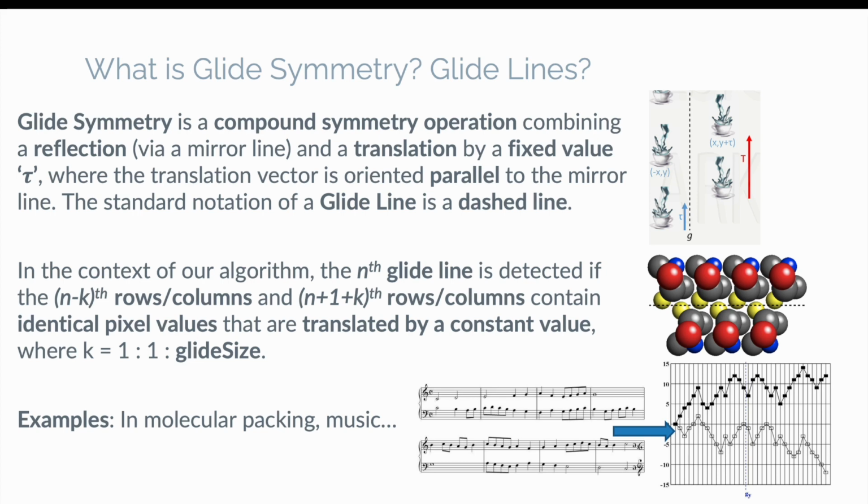In the context of our algorithm, the nth glide line is detected if n minus k rows or columns and n plus 1 plus k rows or columns contain identical pixel values that are translated by a constant value, where again k ranges from 1 to the size of the glide. Examples of glide symmetry include molecular packing and crystal structure, and also interestingly music. This musical composition was found to have a glide symmetry within it.